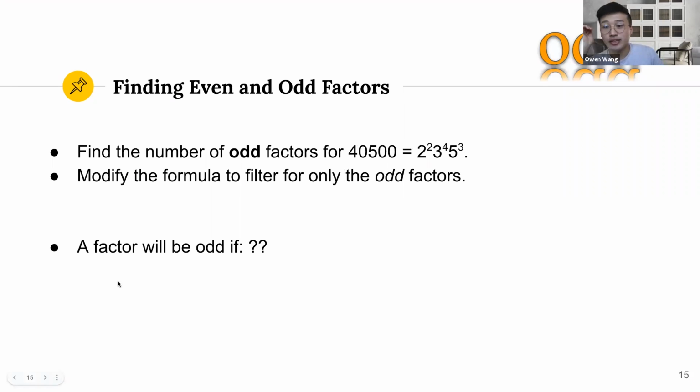Okay, so this time I want you guys to try it for odd. So I just changed it up a little bit. This time we're finding the number of odd factors for 40,500. How are we gonna handle just the odd numbers? Does anybody have ideas? You can message in the chat for everyone.